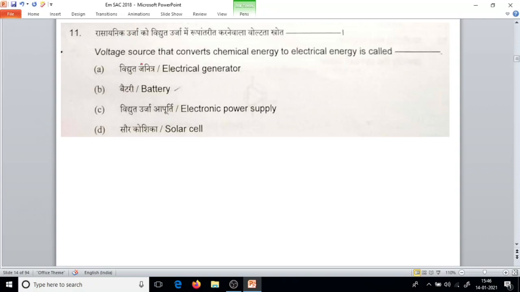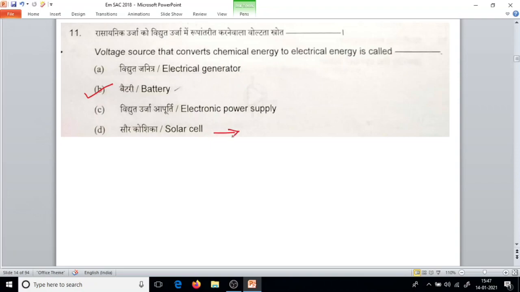Question number 11. A voltage source that converts chemical energy to electrical energy is called a battery. The answer is battery. We know the dry cell, which we normally use. The solar cell, okay. The answer is battery: chemical energy to electrical energy.